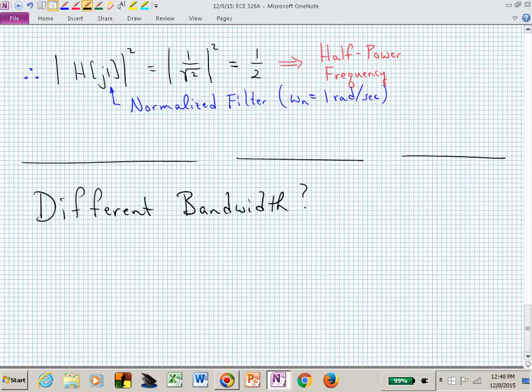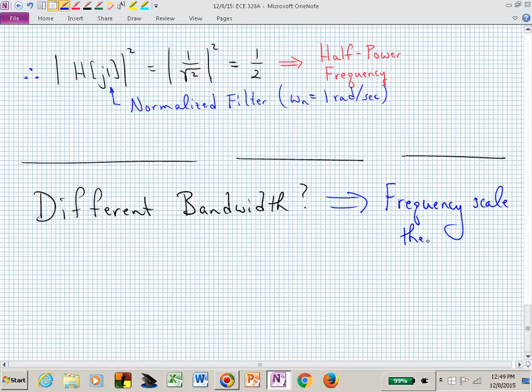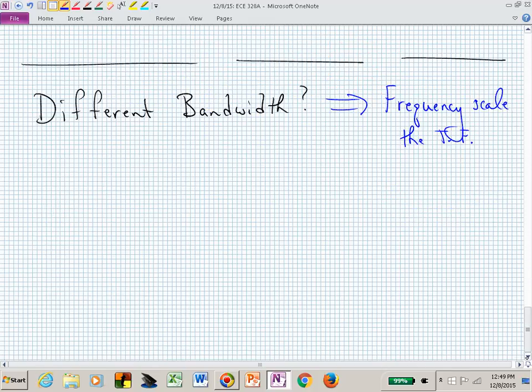What did we talk about last time that we could do to a normalized transfer function or to impedances? We could magnitude scale and we could frequency scale. In this case, if we want to change the bandwidth, that's a frequency, you would expect that we can now frequency scale the transfer function. Let's look at what that might yield.